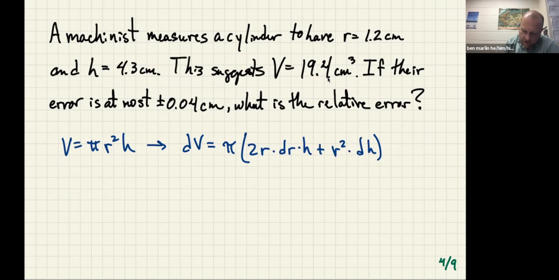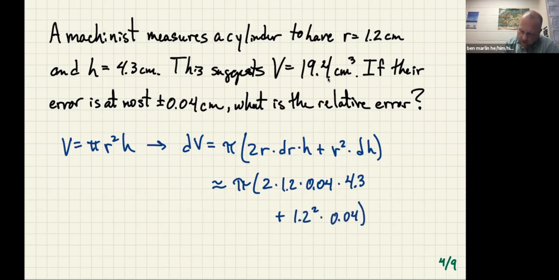So for our purposes, we're going to come along here and put the pi and the 2 times, what did it say the r was? 1.2. And then it said the dr was at most 0.04. And then the height was 4.3 plus, and now we'll have the r squared. So 1.2 squared times the dh was at most 0.04.